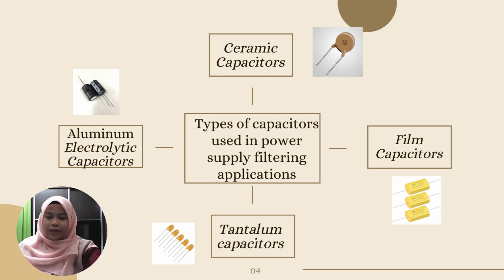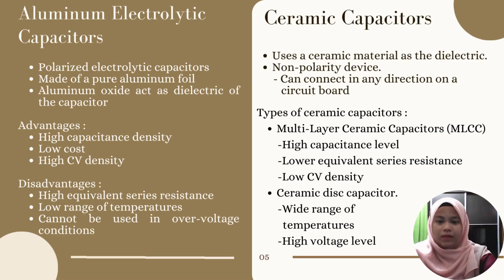There are a few types of capacitor that can be used in power supply filtering applications. The first one is the ceramic capacitor. Second, film capacitor. Third, tantalum capacitor. And lastly, aluminum electrolytic capacitor. Aluminum electrolytic capacitor is a kind of capacitor that is polarized, which means that it needs to be connected correctly between the positive and negative terminal.